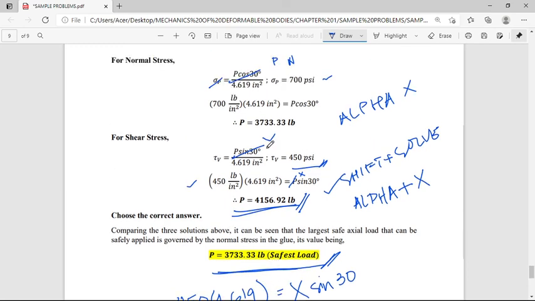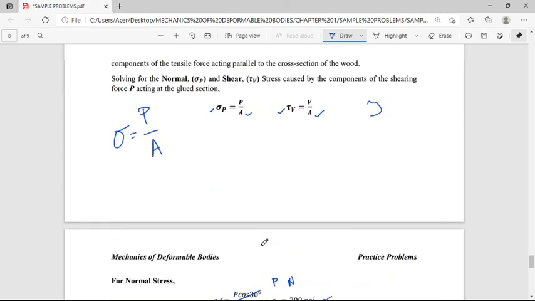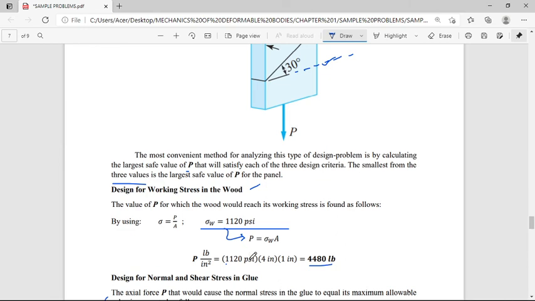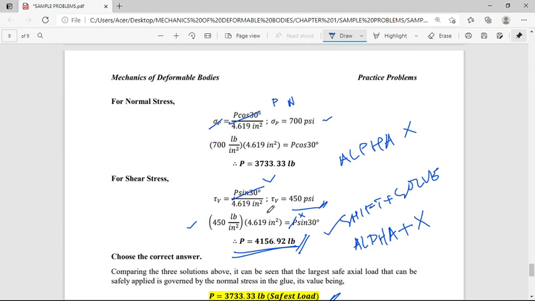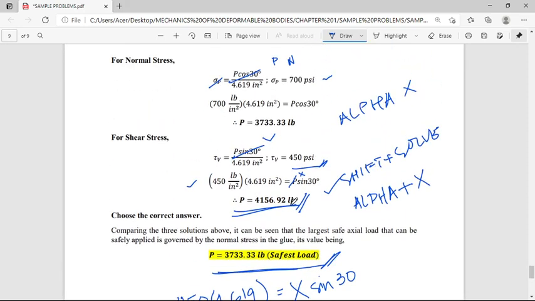So, let's recall what we got. For shearing stress, we have 4,156.92. For normal stress, 3,733.33. And based on the working stress of the wood, we have 4,480 pounds. So, we cannot choose the one based on the working stress in the wood or on the shearing, because it will fail in the normal. Okay, if you choose that. So, what we took here is the smallest. I keep repeating myself. And that's it for this problem.